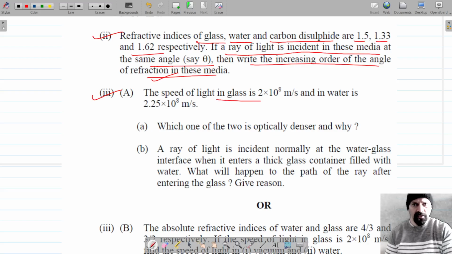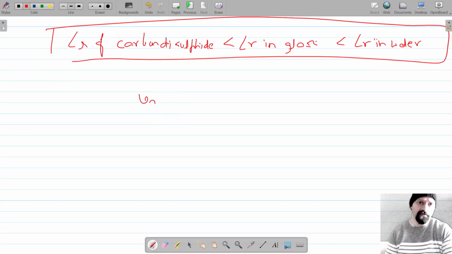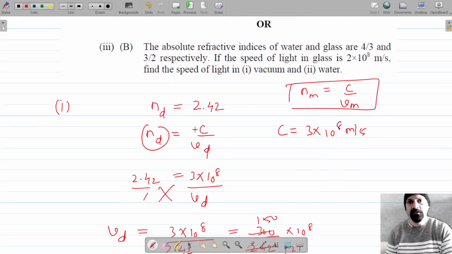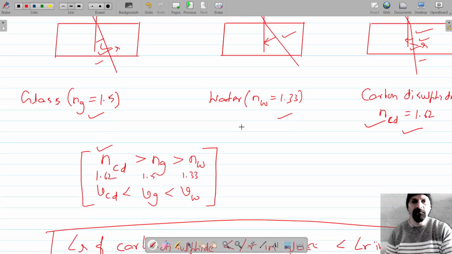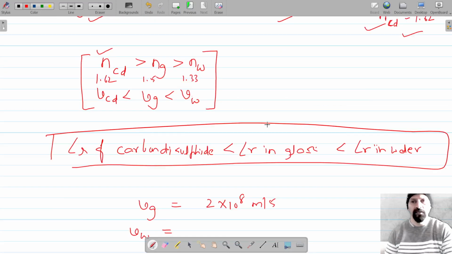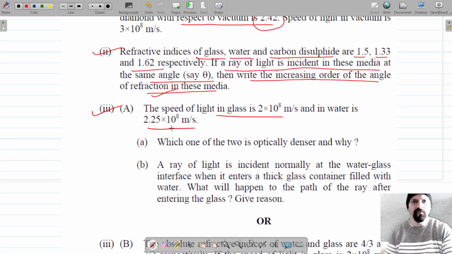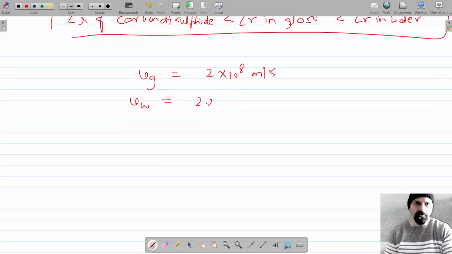Now the fourth one: the speed of light in glass is given, and the speed of light in water is given. The more the speed of light, the less the refractive index. So 2 into 10 raised to the power 8 meter per second is the speed of light in glass, and the speed of light in water is 2.25 into 10 raised to the power 8 meter per second.